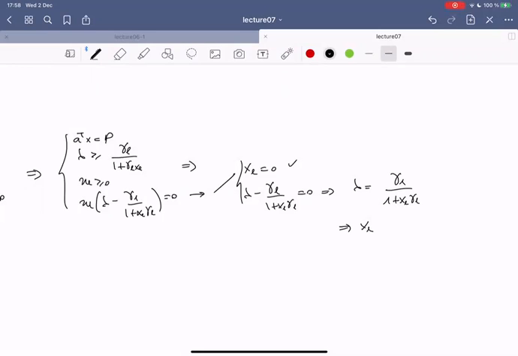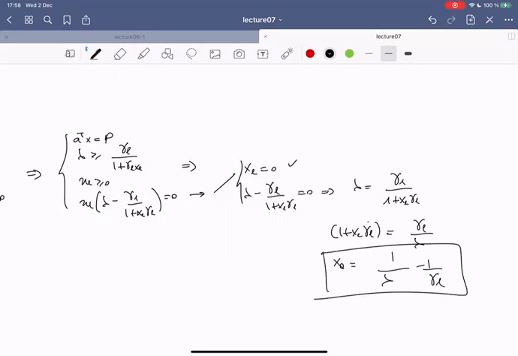Let's see how this works. 1 plus x_l gamma_l is gamma_l over lambda, so x_l is gamma_l over lambda minus 1, and then 1 over gamma_l. Now we have this expression. Oh, this is tough.